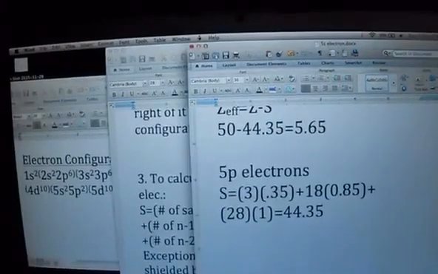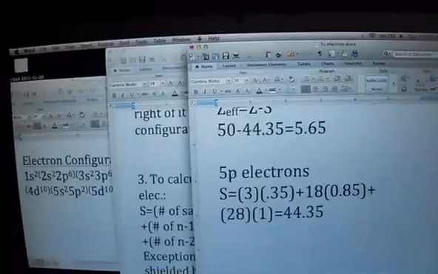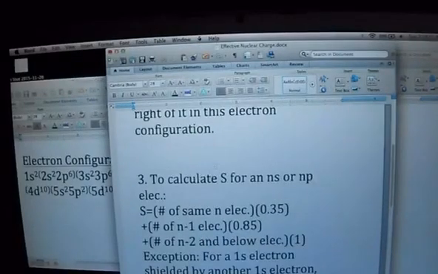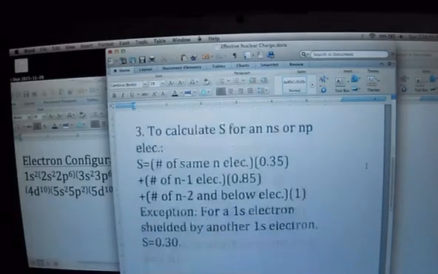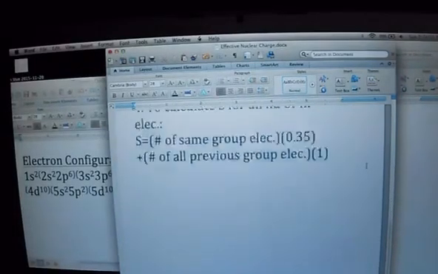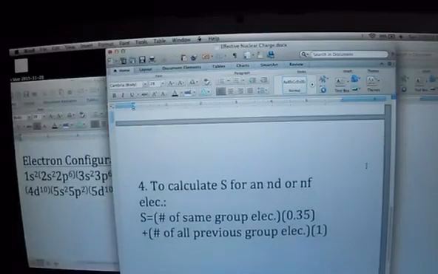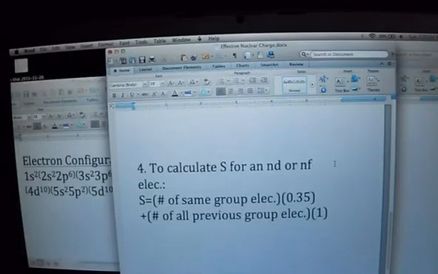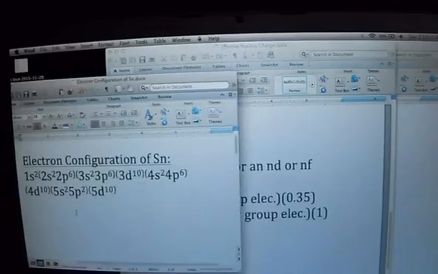Now for the 4d electrons, note that this Slater's rule does not cover d electrons, just s or p. Fortunately, we've got another Slater's rule, and don't worry, it's the last one. And that is for d and f electrons. So the previous rules were mostly based on n. We looked at n equals 5, then n minus 1, and then n minus 2, etc. But this rule is going to be based on the actual group.